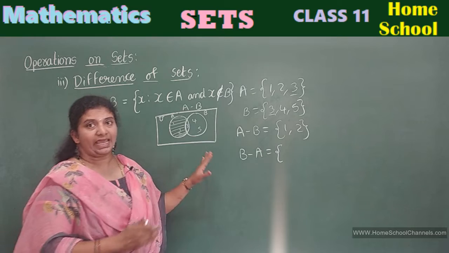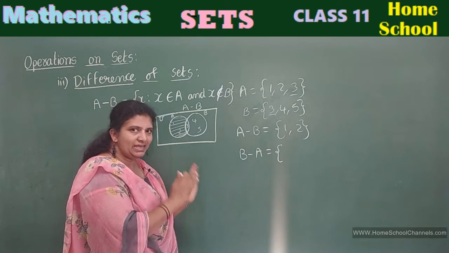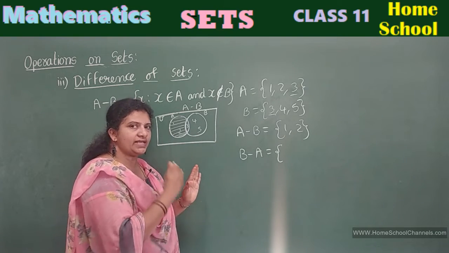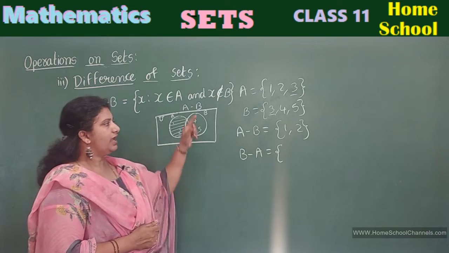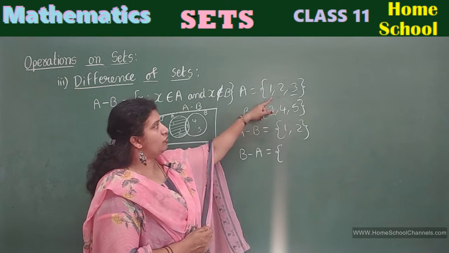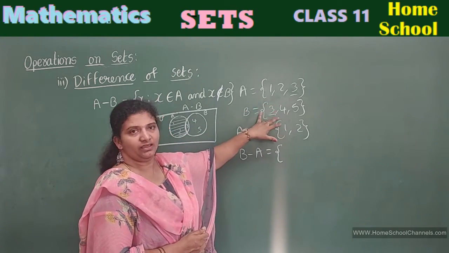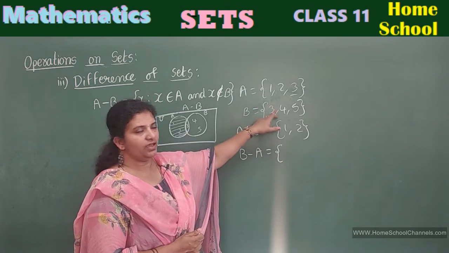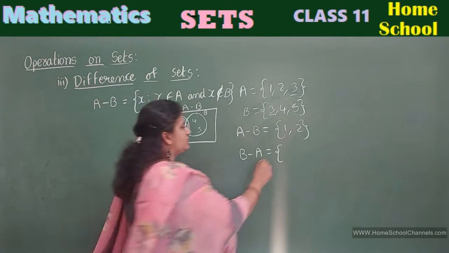First take the circle B. In B, remove the A circle elements. In B, removing the A circle element means removing 3. Remove 3 in B and write 4, 5. That is your answer.